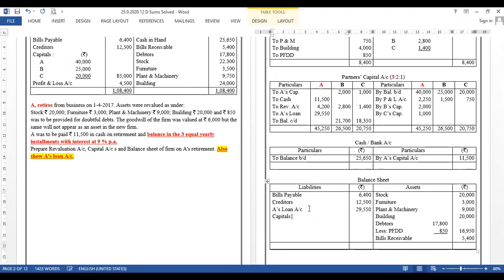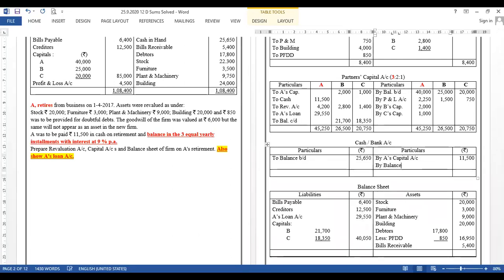So now these are the capitals. Only two capitals will be there with us, B and C, because A retired. The capital of B is 21,700 and C is 18,350, which totals 40,050. Now the cash and bank balance is to be closed. Let us get the difference by balance carried down, which is 14,150.